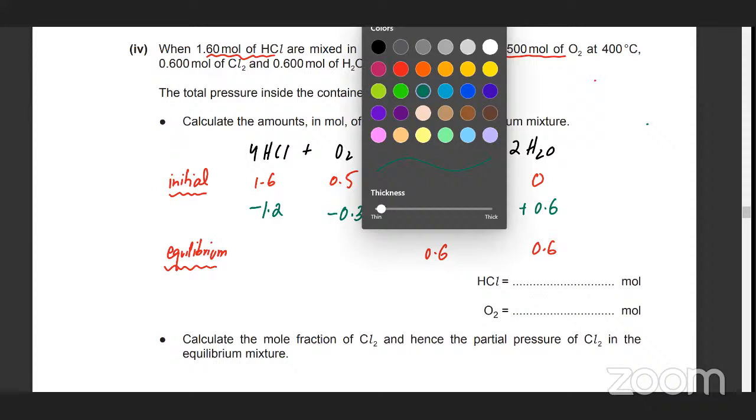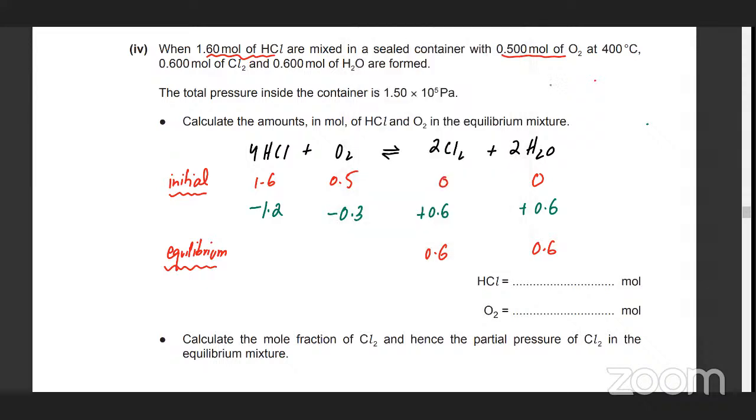So your equilibrium moles for HCl: you initially added 1.6, 1.2 got reacted, so you're left with 0.4. For O2, you started off with 0.5 and 0.3 got reacted, so you're left with 0.2. So you found your equilibrium moles. And he was asking for HCl and O2 moles, so we have found those. And you're given the total pressure of the container.